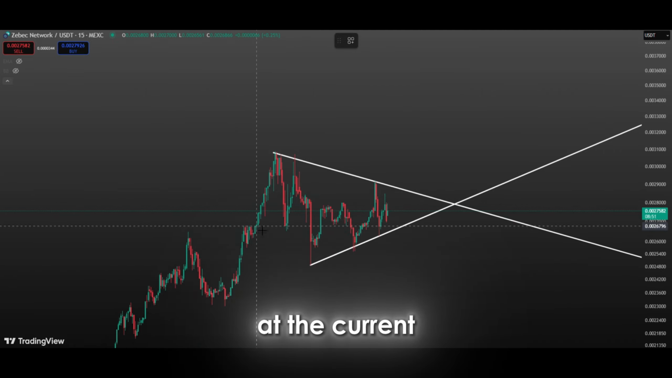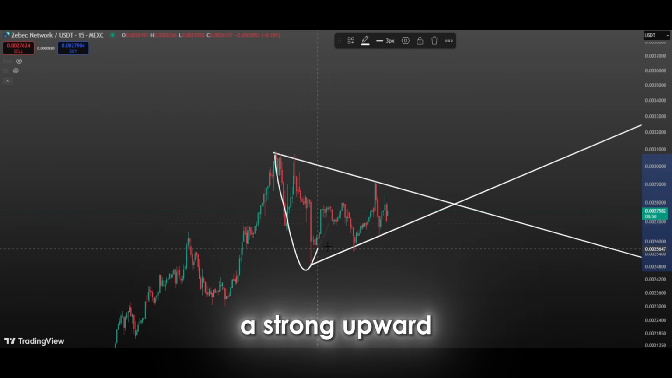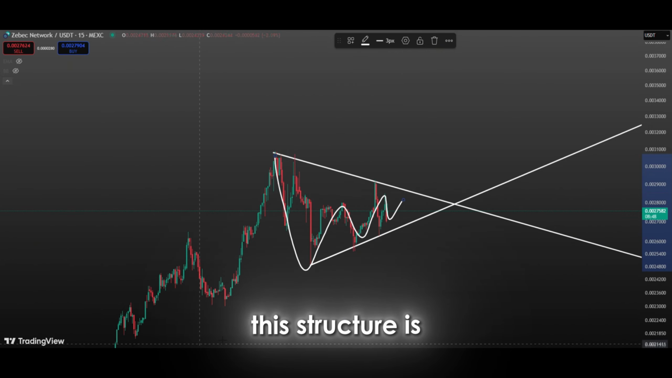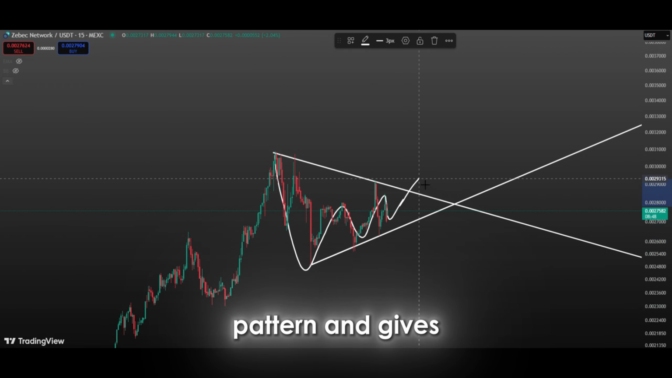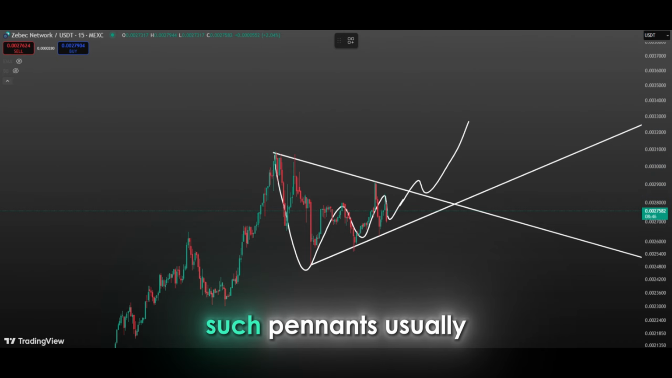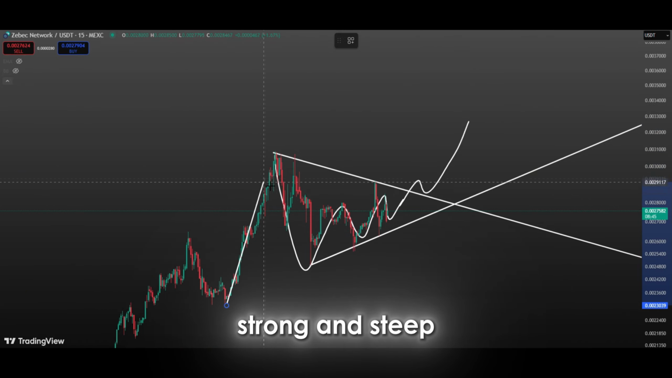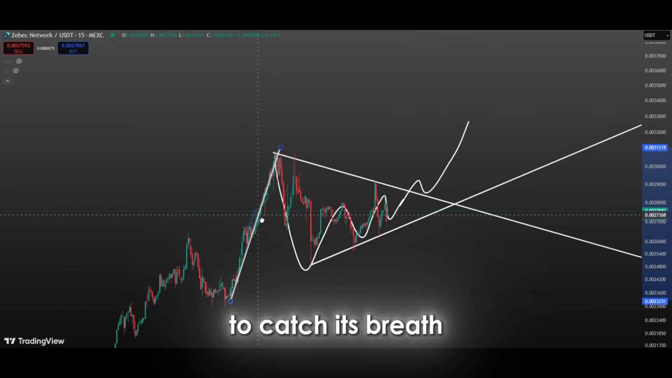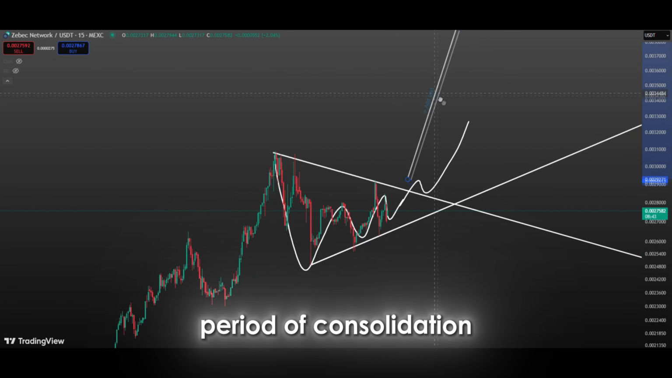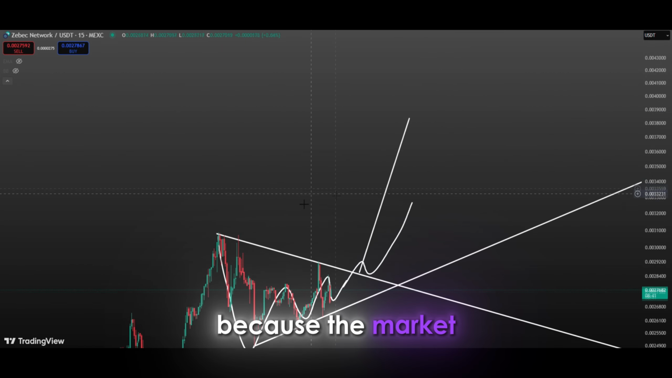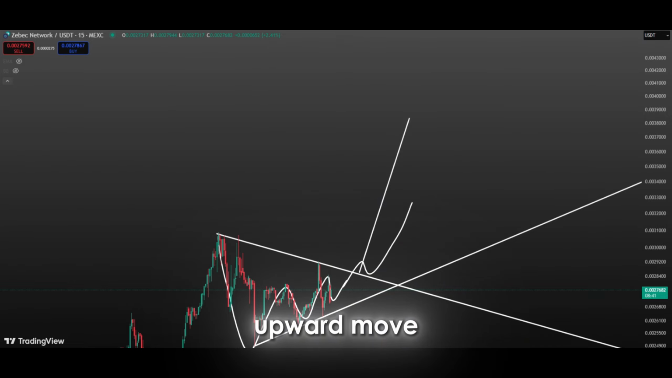When we look at the current price action, we can see a strong upward bullish move followed by a short-lived sideways squeeze. This structure is often referred to as a pennant pattern and gives very strong technical clues that the trend will continue. Such pennants usually occur after a strong and steep bullish move. After this sudden and sharp rise, the price needs to catch its breath and enter a period of consolidation. However, this is a very healthy development for traders because the market is gathering strength for the next upward move.